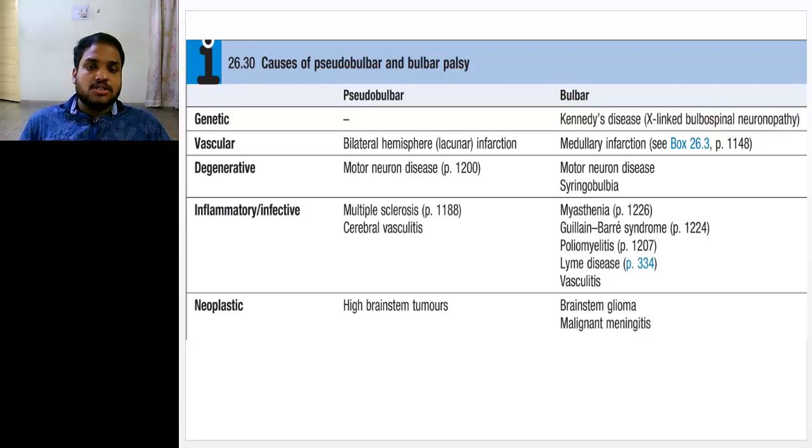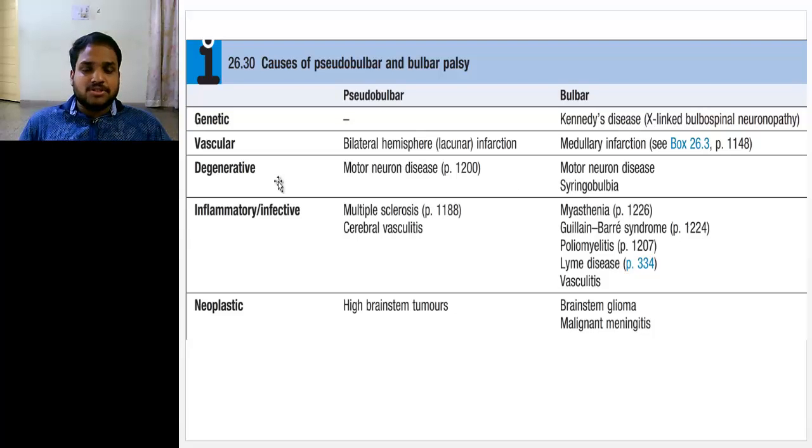So what are the causes of bulbar and pseudobulbar palsy? In case of pseudobulbar palsy, there is no genetic cause, but in bulbar palsy there is Kennedy's disease, right? It is an X-linked bulbospinal neuronopathy. So that is Kennedy's disease. And among vascular causes, pseudobulbar palsy is due to a bilateral UMN lesion, so bilateral hemisphere infarction can cause pseudobulbar palsy. And infarction of the medulla can lead to bulbar palsy.